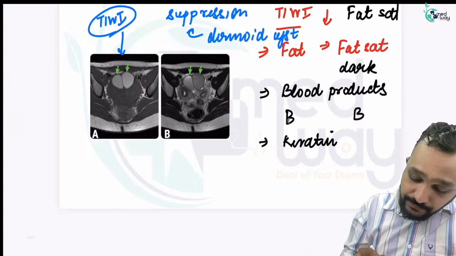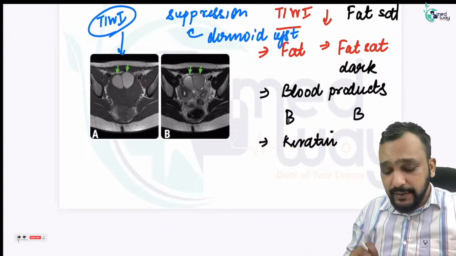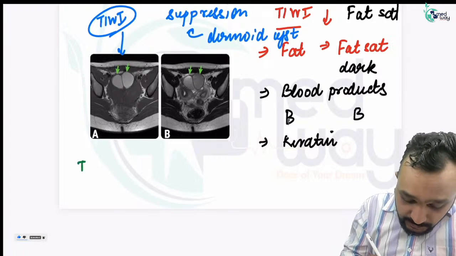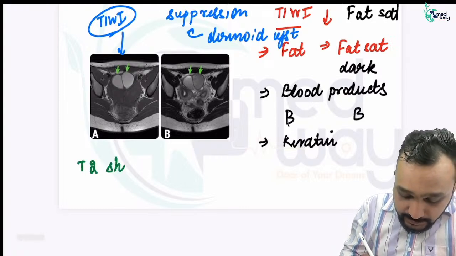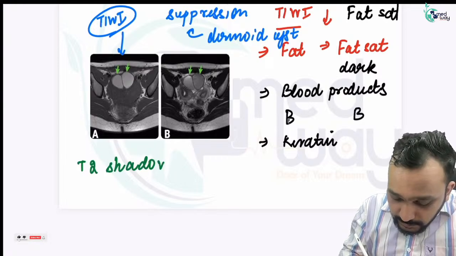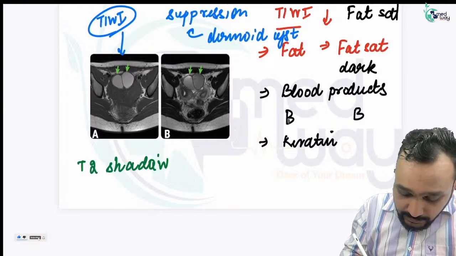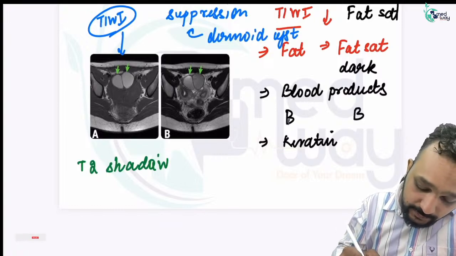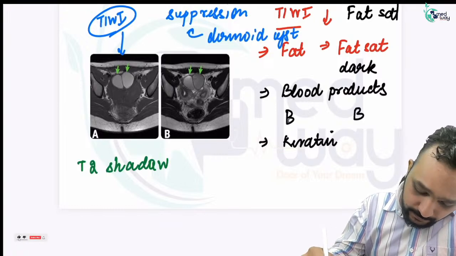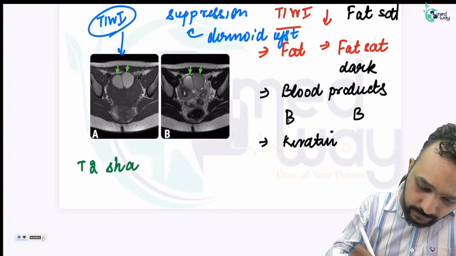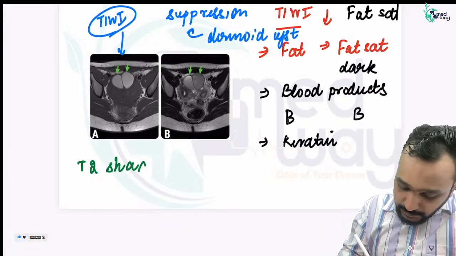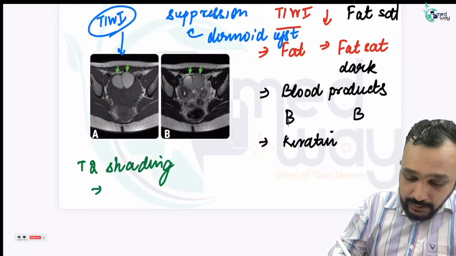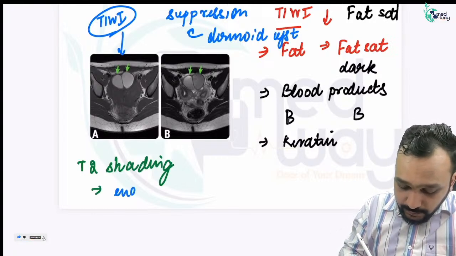Now it can be a blood containing lesion, showing this characteristic T2 shading sign. T2 shading is seen in patients with endometrioma.